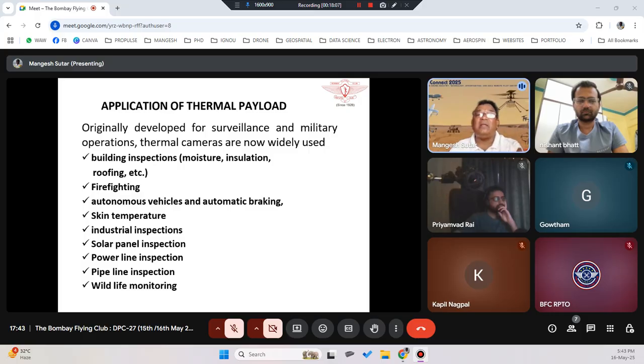Okay. Similarly for a pipeline also, if you know that my pipeline is going to get busted, instead of waiting for that disaster to happen, I will stop the water for a period, and then I will replace or repair that particular junction and do the proactive measures. Similarly, wildlife monitoring can also be done through thermal. Especially in Africa, a lot of places use thermal cameras to track the motion of the wildlife.